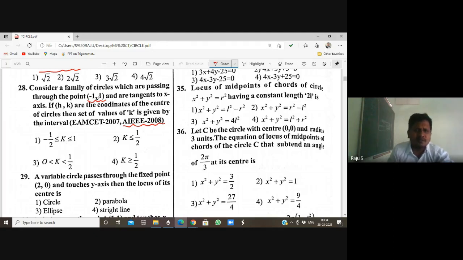So it is very simple. Here they gave one point and they gave the center, so you can simply write the circle equation. That's all.